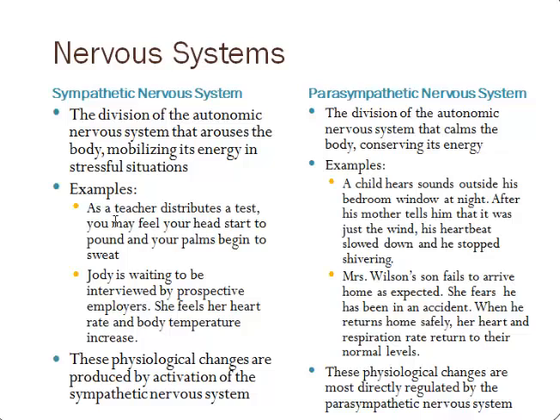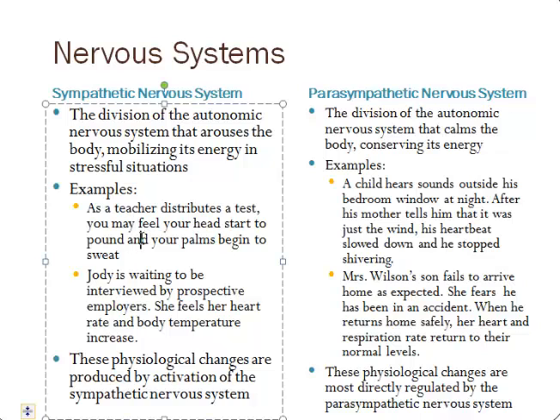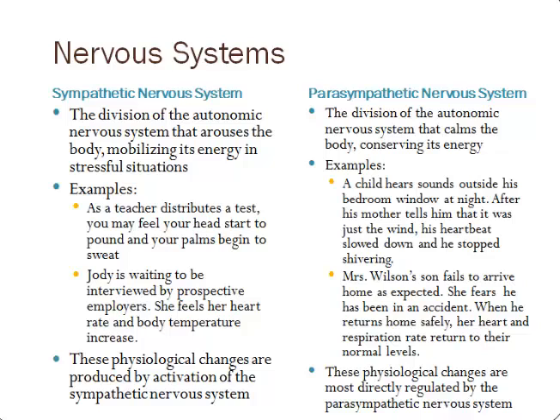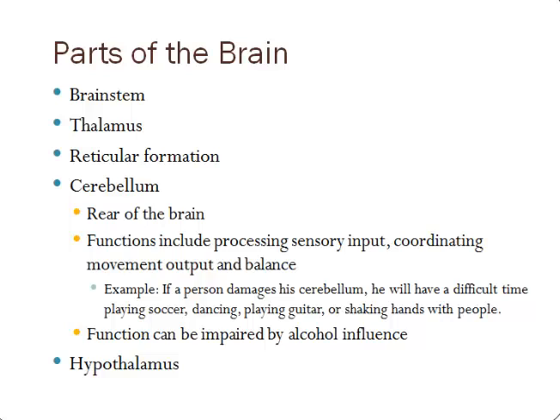When you feel adrenaline, when you feel your head start to pound, your heart start to pound, you're waiting to be interviewed, you get nervous, increased energy flows all over the body. That's the sympathetic nervous system. The parasympathetic is the opposite. The parasympathetic is the part of the autonomic nervous system that calms the body. And does the opposite effect. You tell yourself to calm down, you tell yourself to relax. Sympathetic makes you more nervous, the parasympathetic makes you less nervous. Of course, the entire nervous system is controlled by the brain.